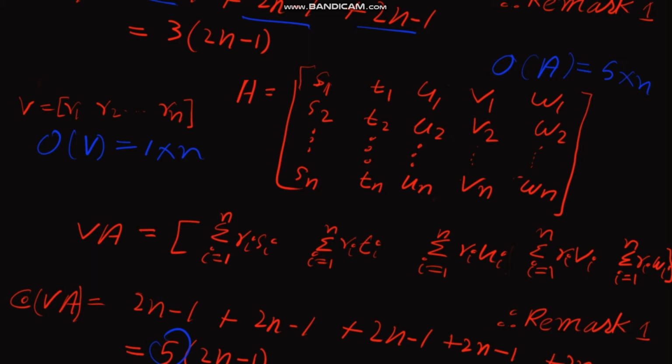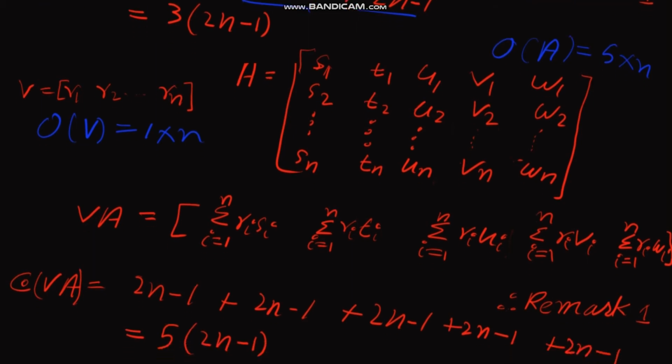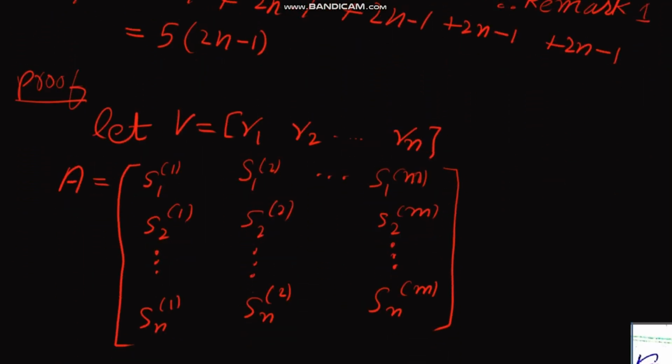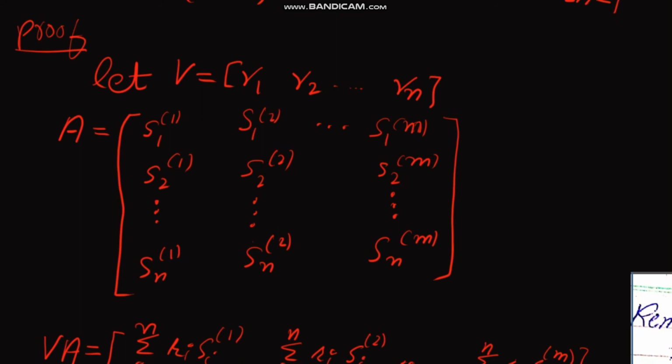Now let me go to the next one. Now we are going to prove this. To prove this, I am supposing that this V is V1, V2 up to Vn, and these are the elements of the vector. And the matrix A has elements that I have supposed here.